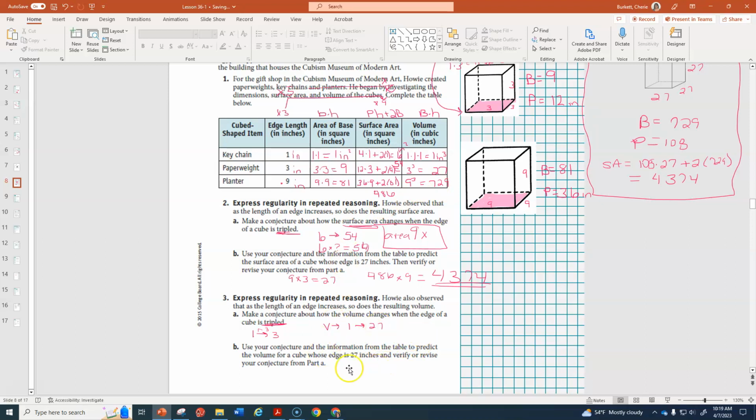So they said, now let's make the conjecture. Use your conjecture from this information to predict the volume of a cube whose edge is 27. So we're going to go back up here and work it again in just a second. But right now, according to this conjecture, the volume of this cube is 729. And we multiply that times 27, we will get the new volume, which is 729 times 27.